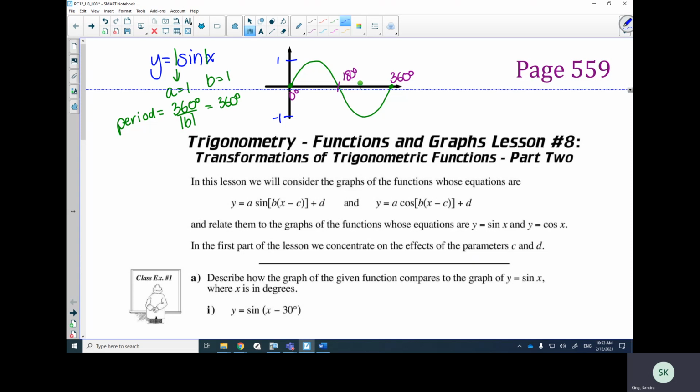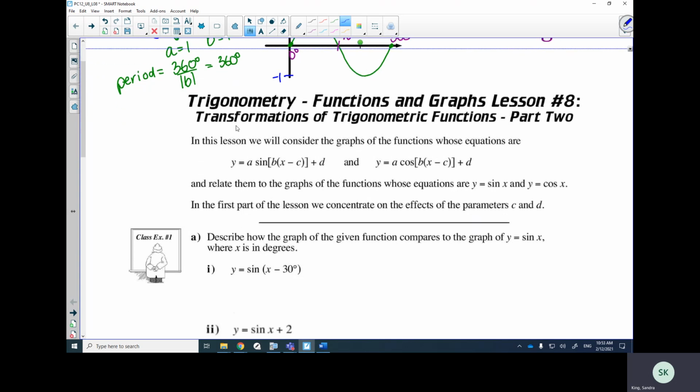And then what we did in the last lesson, lesson 7, is I introduced the a value, and I said, okay, if the a value is 5, what that does, it changes the amplitude to a height of 5. It's going to be a vertical stretch factor of 5. And then we changed the b value, and the b value would affect the period. So maybe instead of 360 degrees being the period, 180 degrees would be the period of the sine wave. So that was the a value and the b parameter.